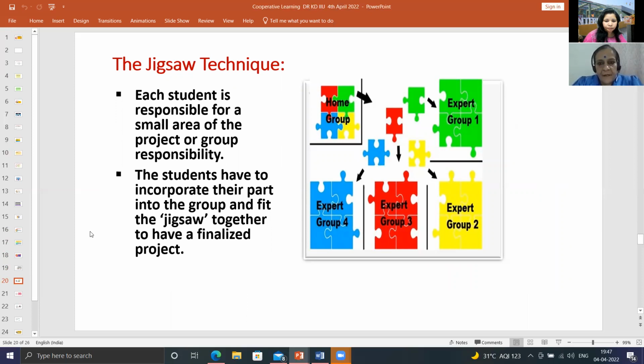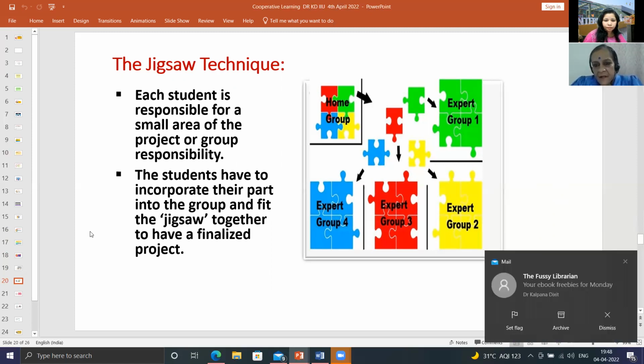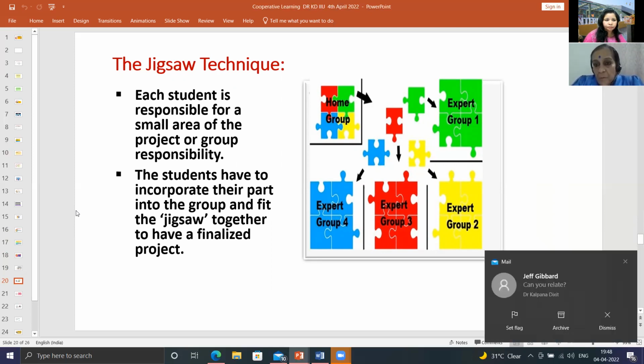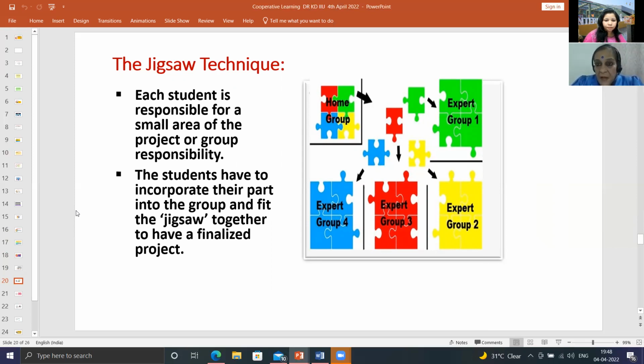Then the jigsaw technique. Here a crossword puzzle like picture is visible in front of you. In one picture you find four different colors. In picture number 2 you find a single color green, then yellow, then red, and then blue. I have explained this in such a way because this is a jigsaw puzzle. We can utilize some numbers also, some code also, some language also, and some code name of the student.